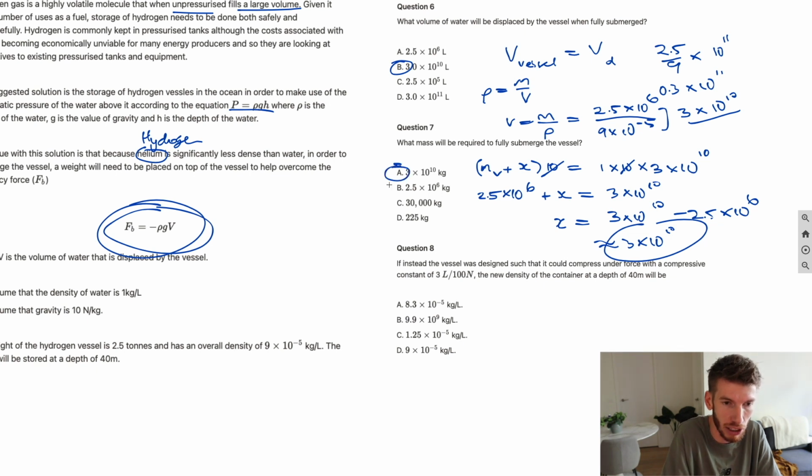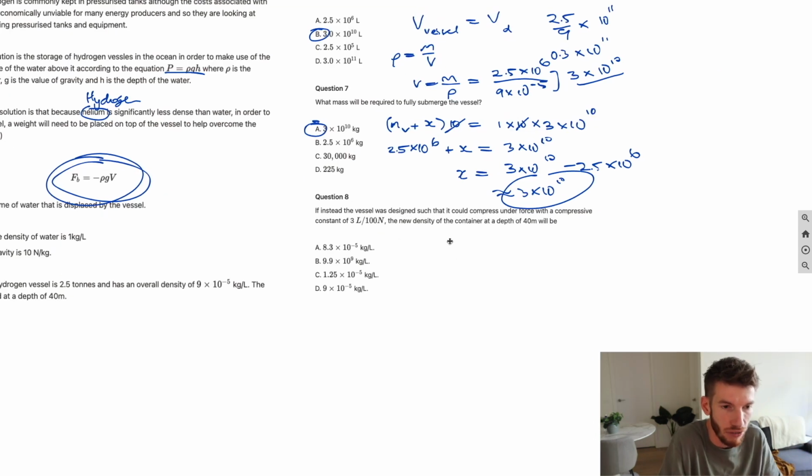So it's a bit of a trick question. The others seem like they've done more calculation. A looks almost like the red herring where it's just copied across, but it's just because the other numbers are relatively insignificant to it. And then finally, we've got, if instead the vessel was designed such that it could compress under force with a compressive constant of 3 litres per 100 newtons, the new density of the container at a depth of 40 meters will be what?